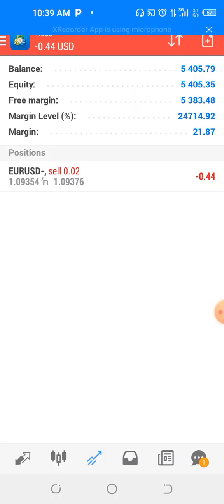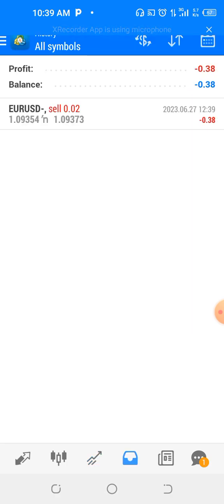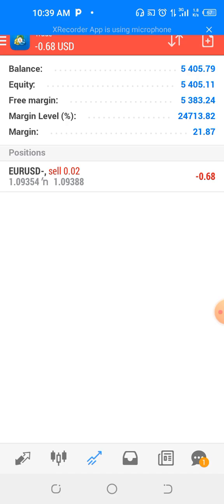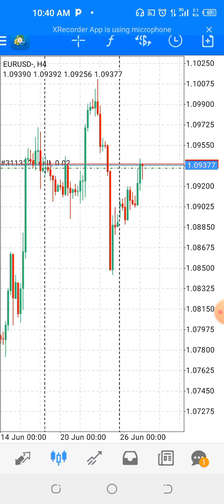Okay, now you can see that the lot size here has reduced and we still have that market running. Now if I come to history here, you see that we closed with 38 cents, lot size 2. What we entered initially was 0.04, and we've closed half of it, 0.02, and the other half is still running. You can still see the market here.